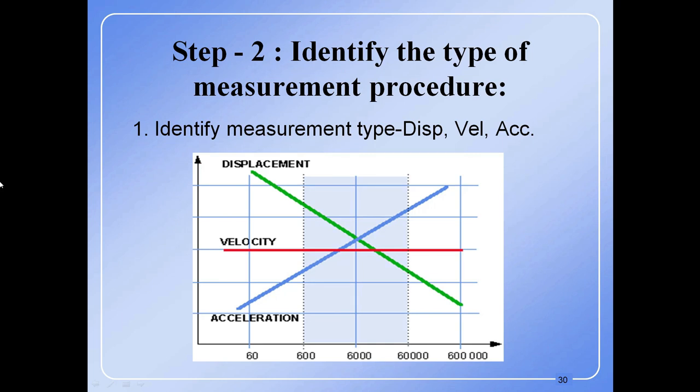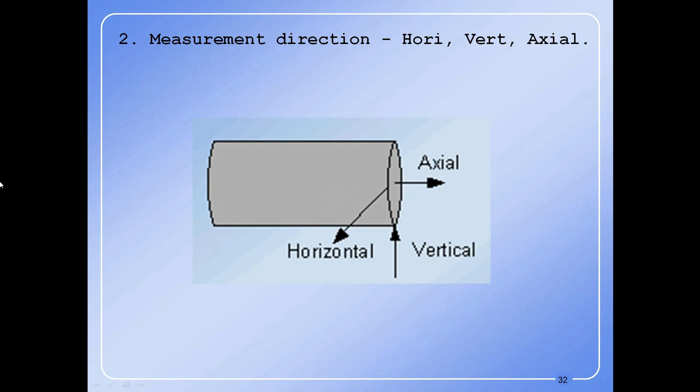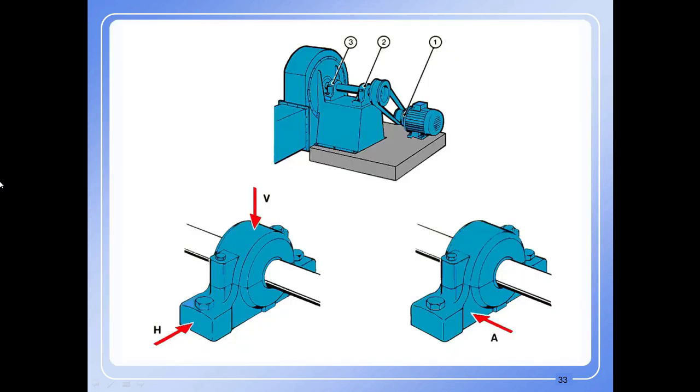Step 2: identify the type of measurement procedure. Identify the measurement type: displacement, velocity, acceleration. Conversion of spectrums: displacement, speed into velocity in millimeter per second, acceleration in meters per second square. Measurement directions: horizontal, vertical, axial. You can see the Pummerbach picture where you need to keep the probe horizontally, vertically, and axially.